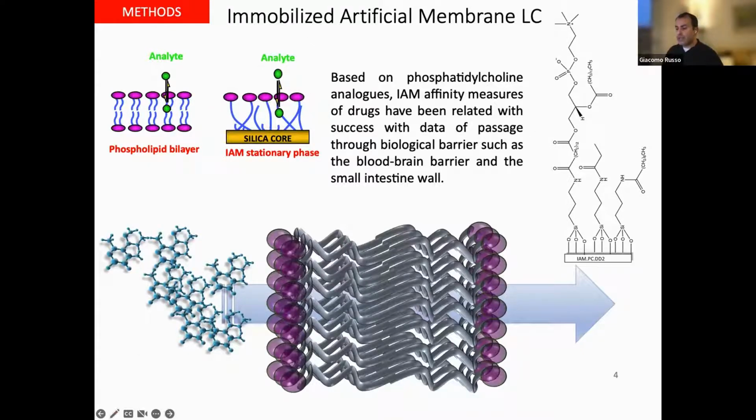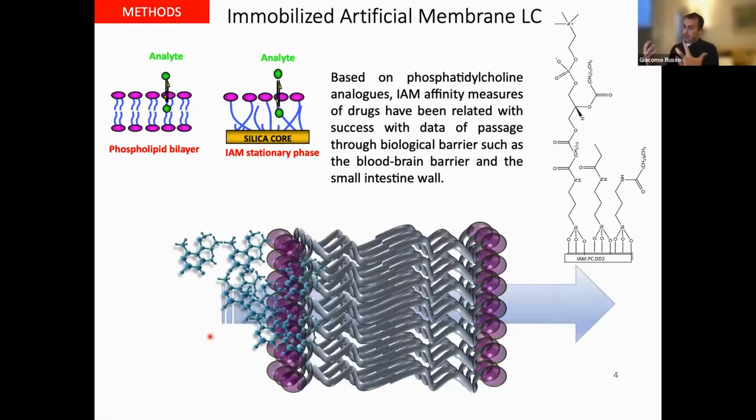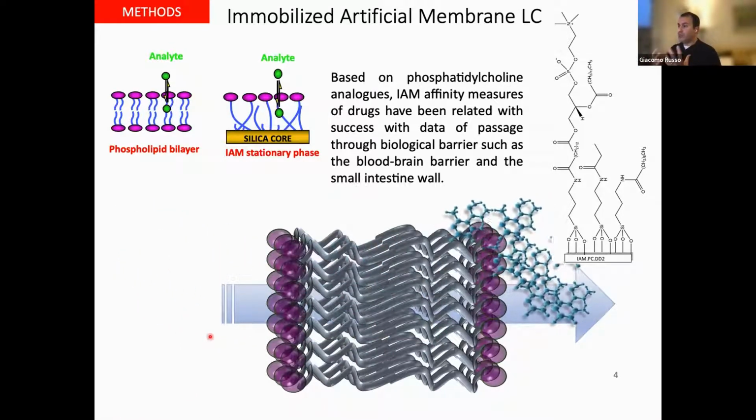Essentially, we try to study the interaction that an analyte has with membrane phospholipids covalently bound to the silica, to rationalize and extend the behavior that analytes would have with the phospholipid bilayer in vivo. The hope and the attempt is to model the passage of therapeutics through some complex biological barriers such as the blood-brain barrier and the small intestine wall.